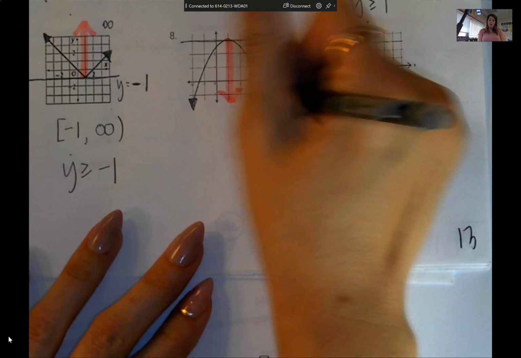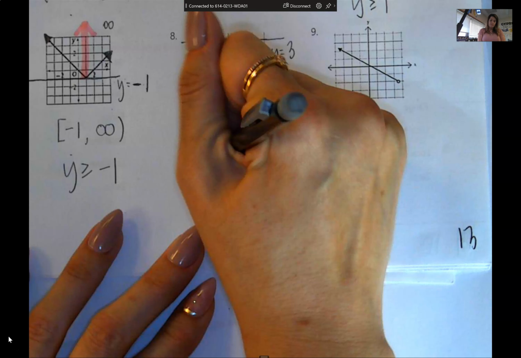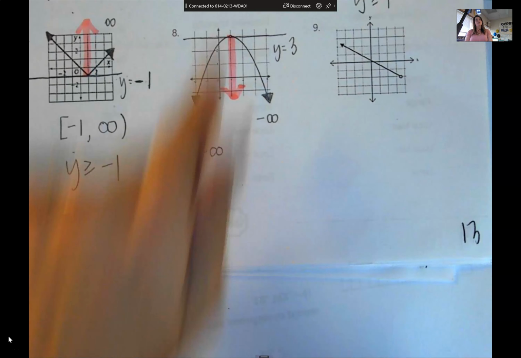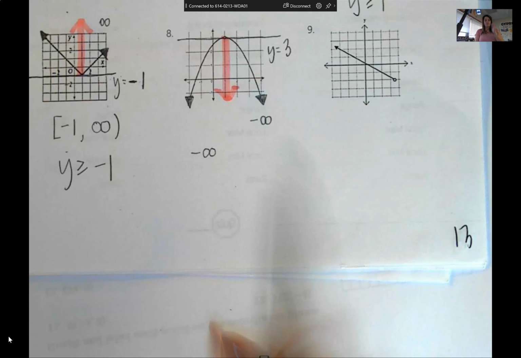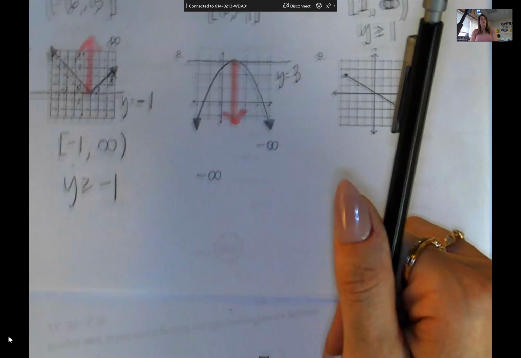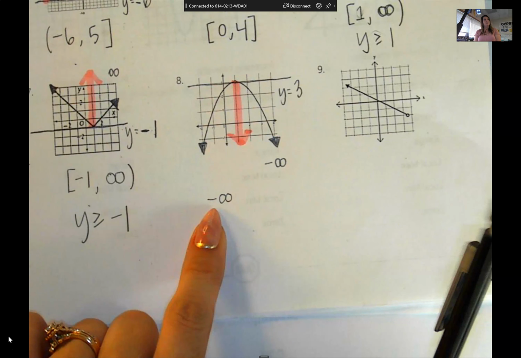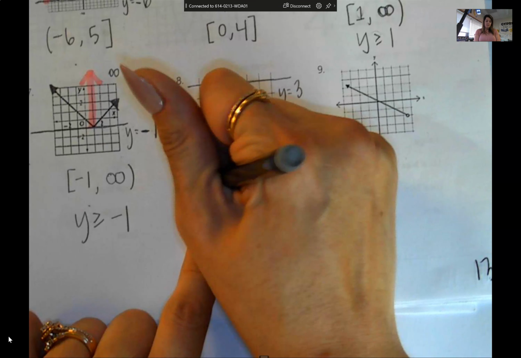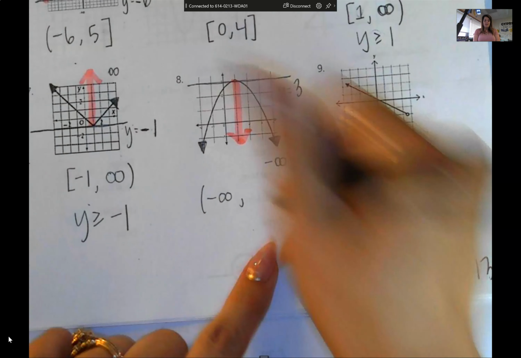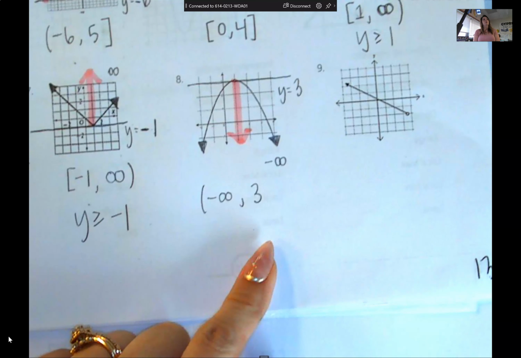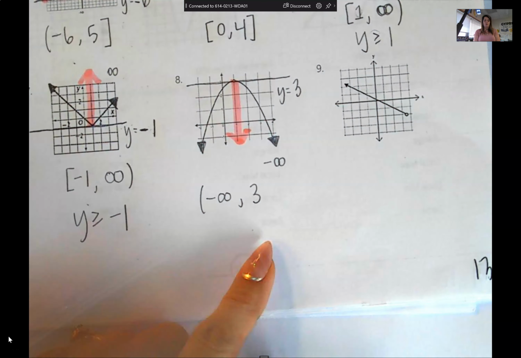Okay, so the bottom point is negative infinity. You have to write it from bottom to top. So even though this arrow is pointing down, we still have to start with negative infinity. That's the bottom. And it can go as high as 3, but can it equal 3? No.